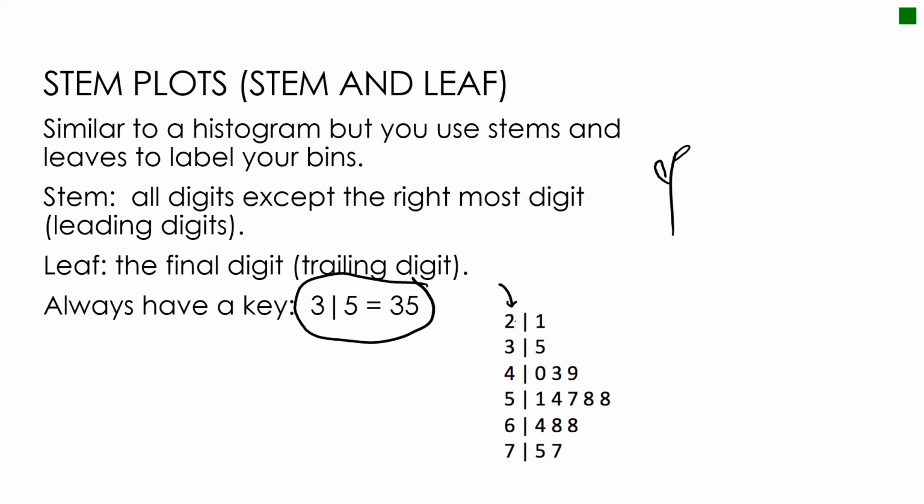So this is 2, 1. My key says that number is 21. 3, 5 tells me that number is 35. Here I've got 40, 4, 0, and 43, 4, 3, and 49. So this stem of 4 had 3 leaves on it. And I can continue: 51, 54, 57, 58, 58, 64, etc. So that is how we read that. Again, you should be looking for the key.